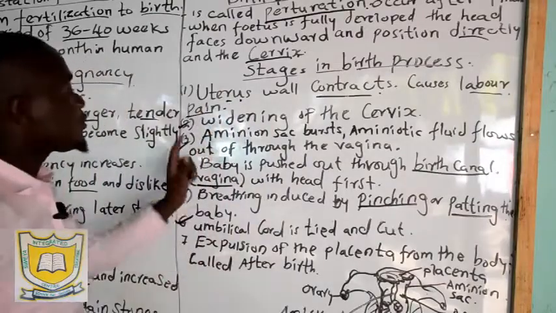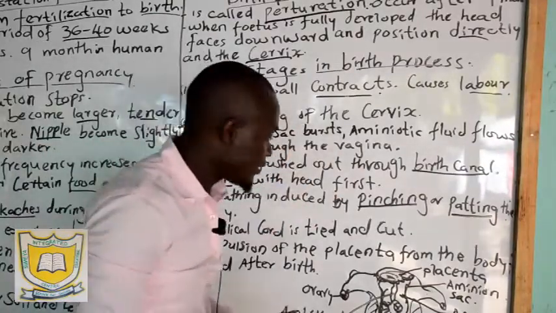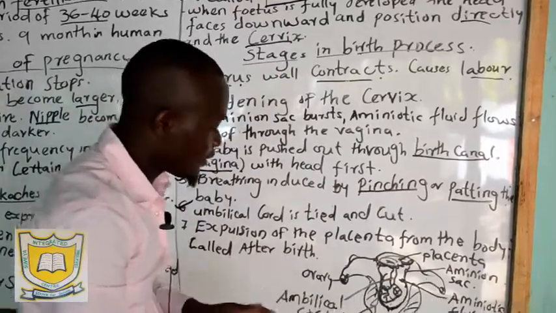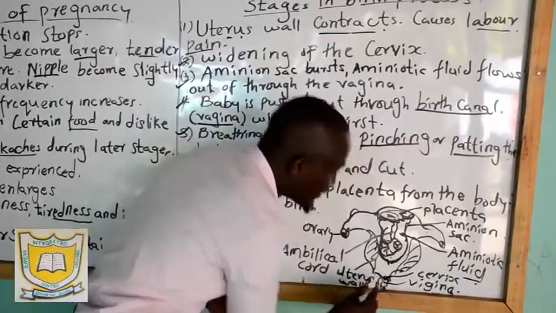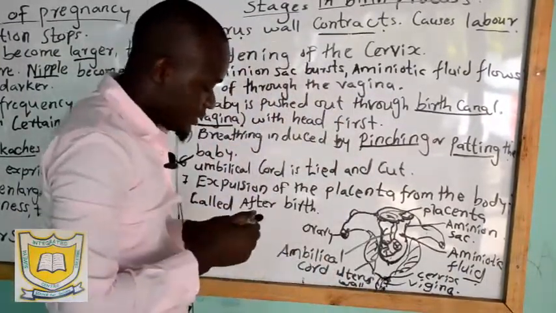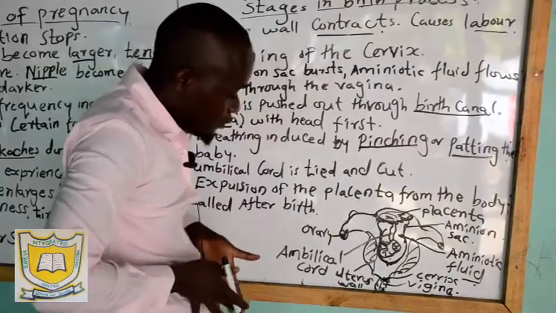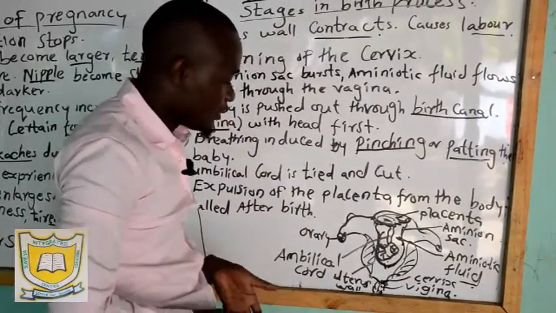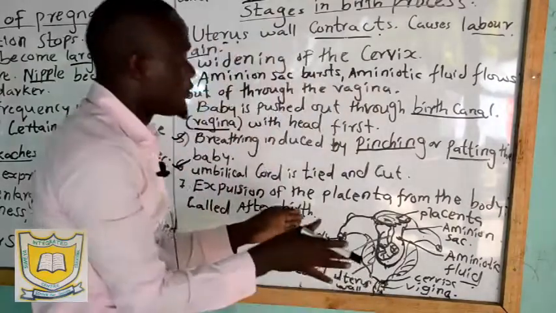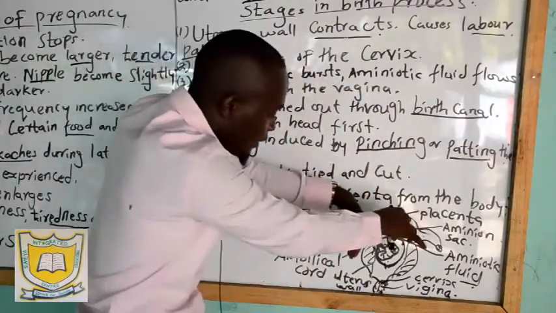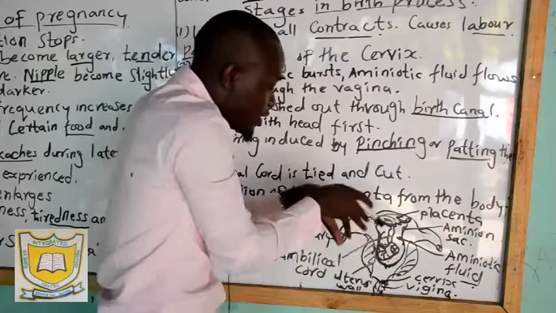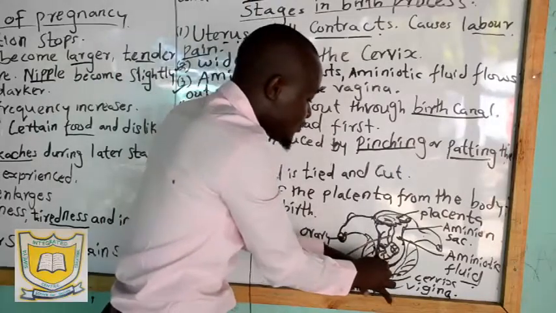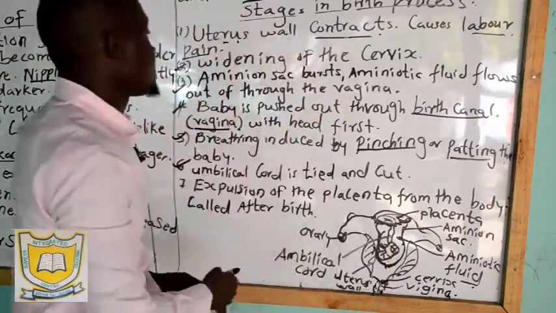Number 2, we talked of the widening of the cervix. I said a cervix is a gate that joins the uterus and the vagina. Now this gate opens because the contraction upper here pushes the baby down, and when the baby is pushed down, it leads to the opening of the cervix.